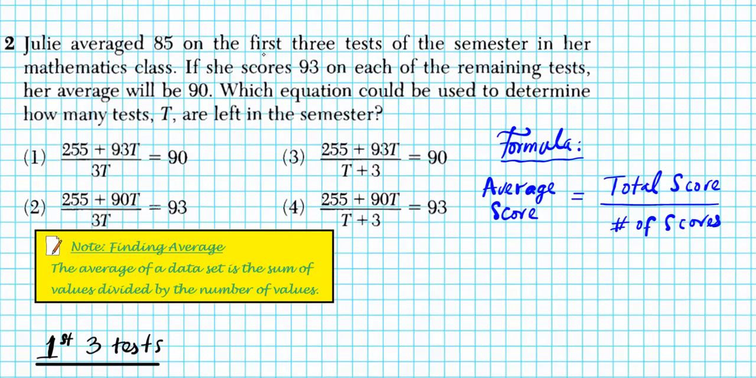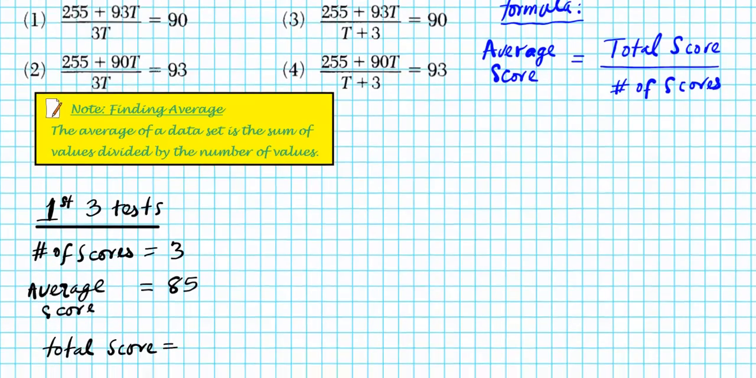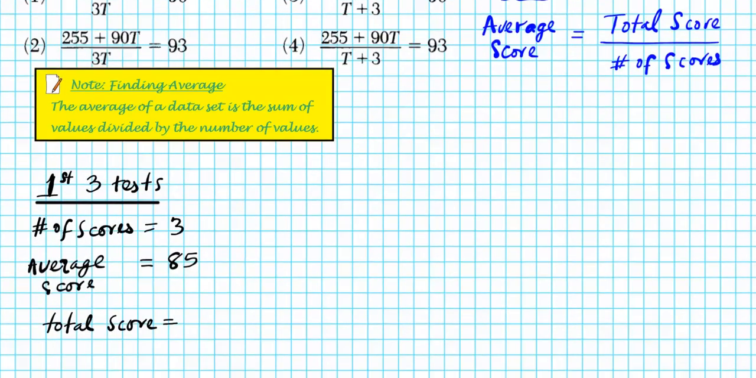If we look here, we're given the average for the first 3, and that's basically it. We know that it's 3 tests and an average of 85. Can we use this information to determine the total score for the 3 tests? Okay, so the total of 3 scores is unknown. We don't know what the answer is, so we're going to go ahead and calculate it.